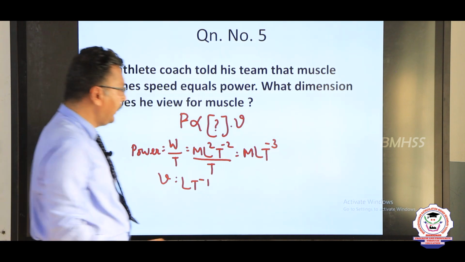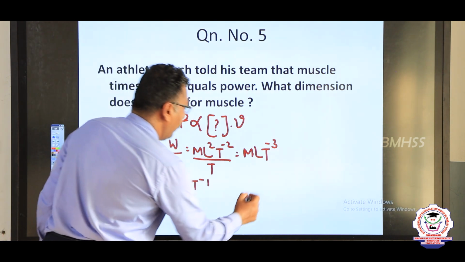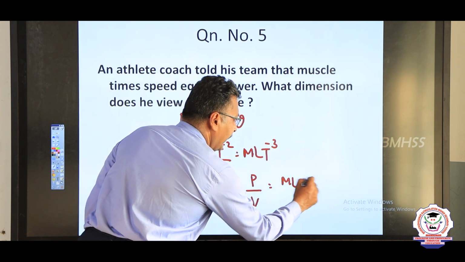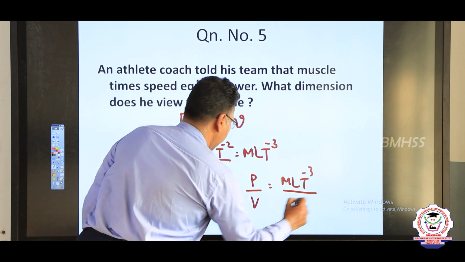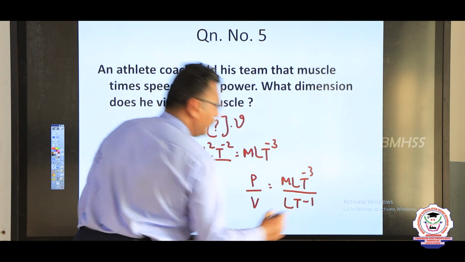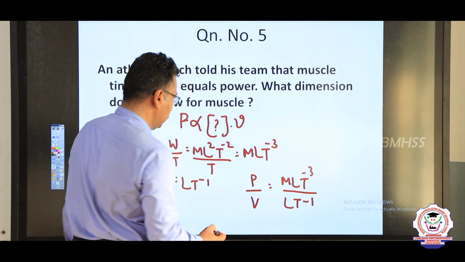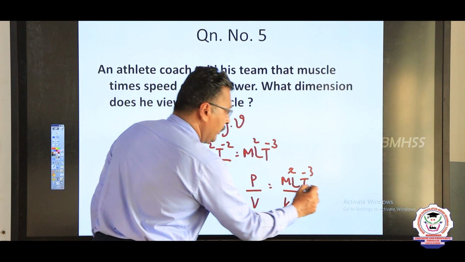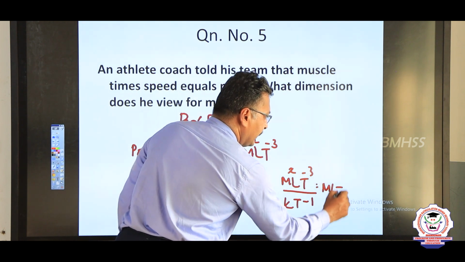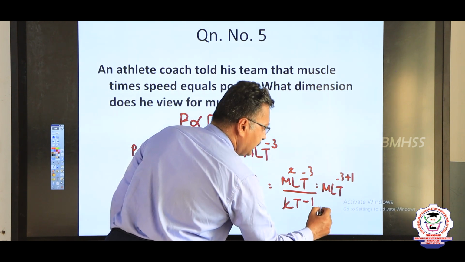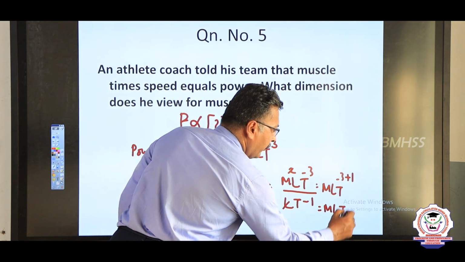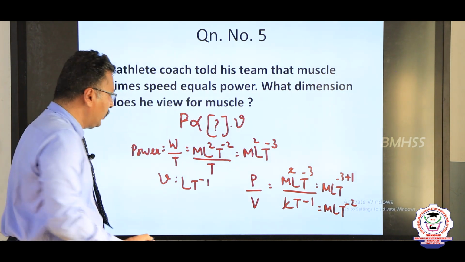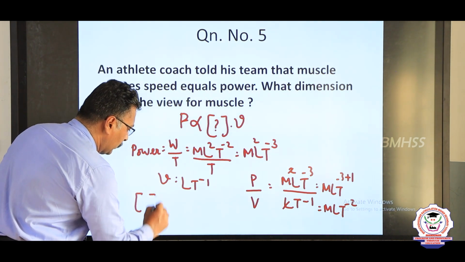So what do you get for the value of power by velocity? You try. Power by velocity is M L square t power minus 3 divided by L t power minus 1. L and L cancel. You get M L t power minus 3 plus 1, that is equal to M L t power minus 2. What is the dimensional formula for M L t power minus 2? Force. So value is force.